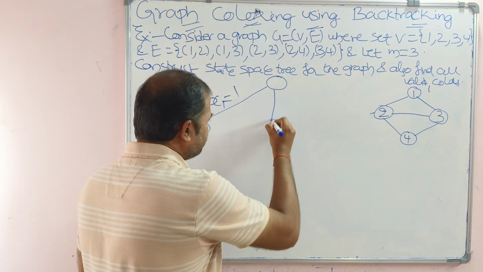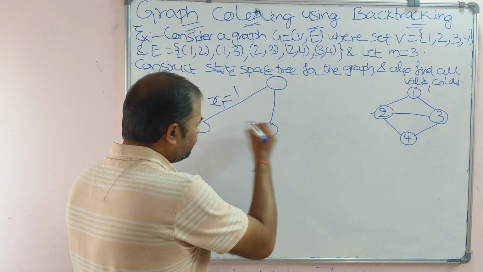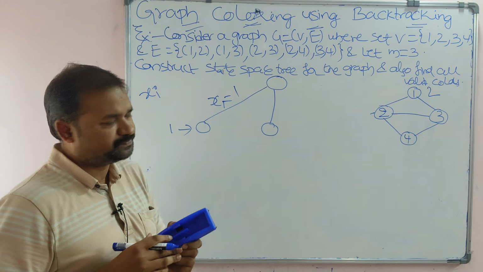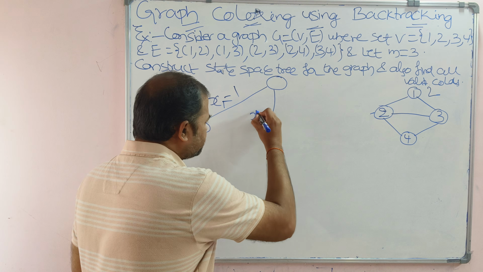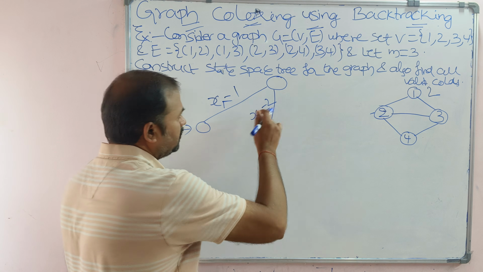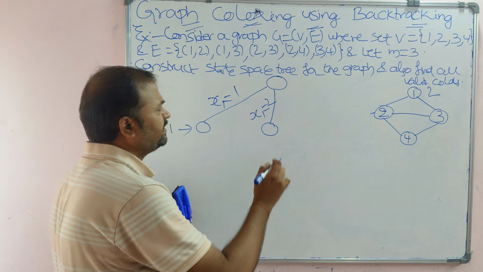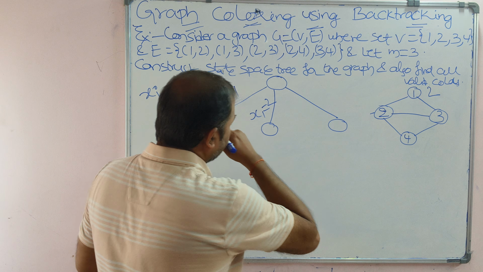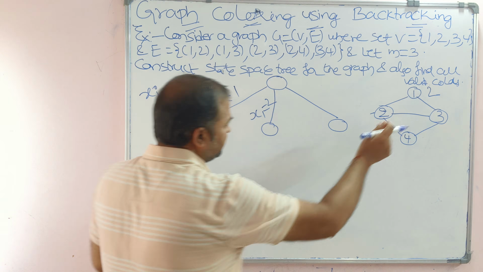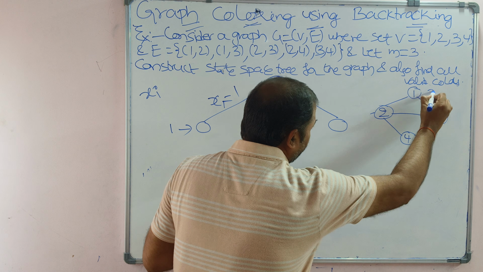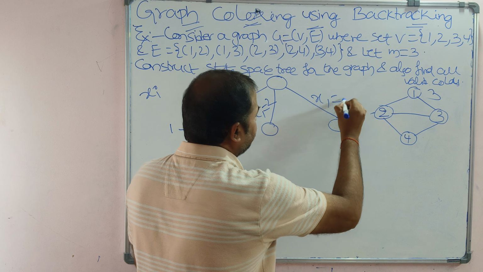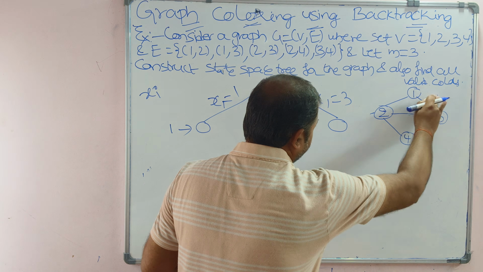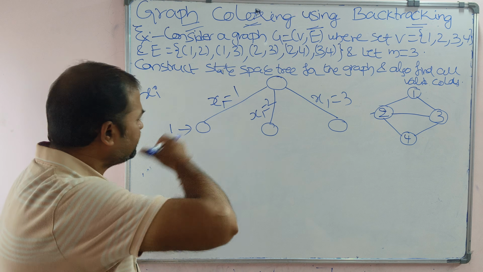Likewise, instead of 1, the first vertex may be colored with the second color also, so x1 equal to 2. Here how many colors are given? 3 colors are given. Instead of the second color, the first vertex may be colored with the third color. So these are 3 possible ways. First let us explore this path.